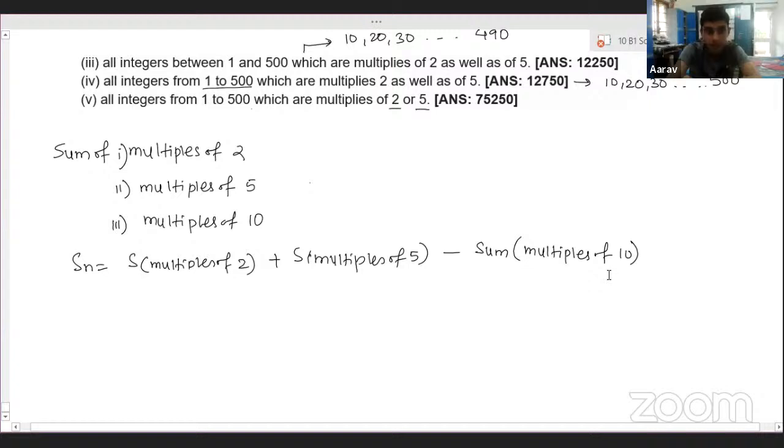Ma'am, should we again show taking out the multiples of 10? No, don't show. It is not needed to show. But in exam, if this question is there, then you have to solve. Yes, ma'am. Could you please explain this again?